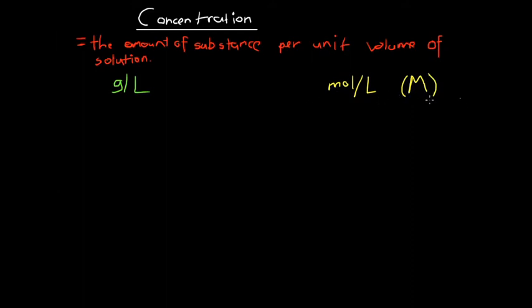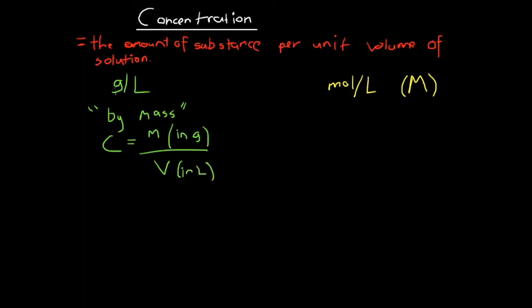Now, we've got formulas for each of these. This is called the concentration by mass, because we're talking about the mass of substance per unit volume. It's given by a pretty straightforward formula: concentration equals mass in grams divided by volume in litres.